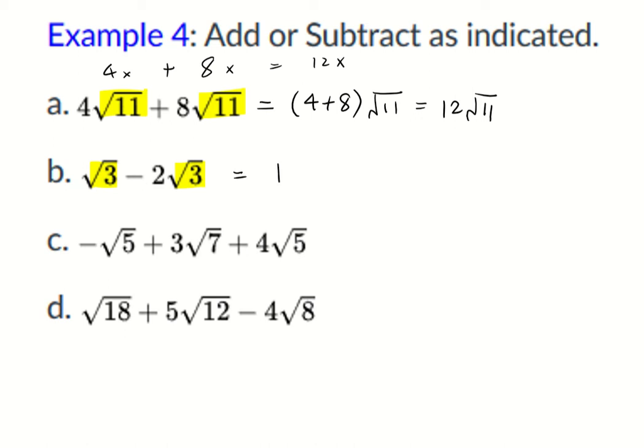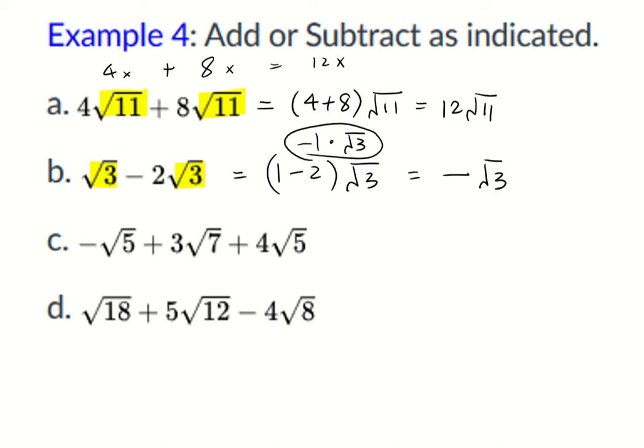1 square root of 3 minus 2 square root of 3. So it's 1 minus 2, this many times of square root of 3. Well, 1 minus 2 is negative 1. Negative 1 times square root of 3, we don't really write it like this. We write it as negative square root of 3.